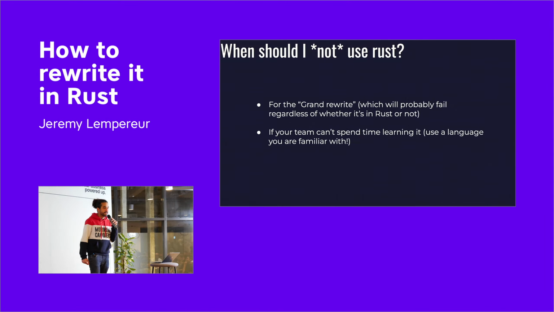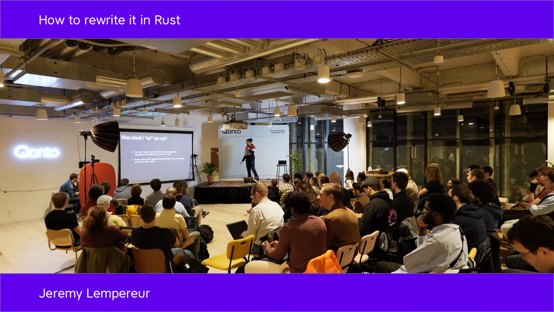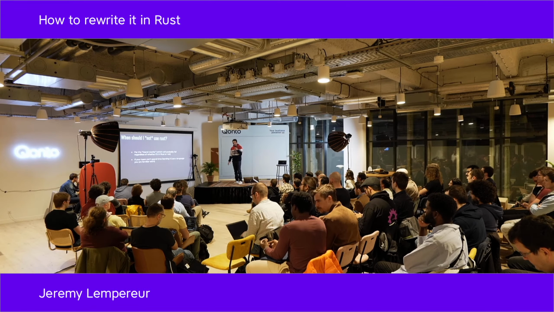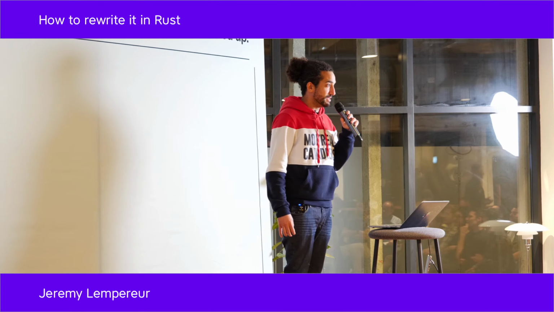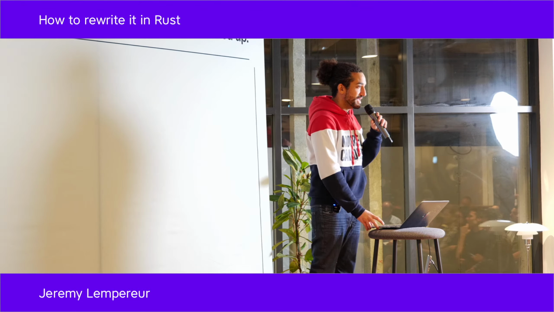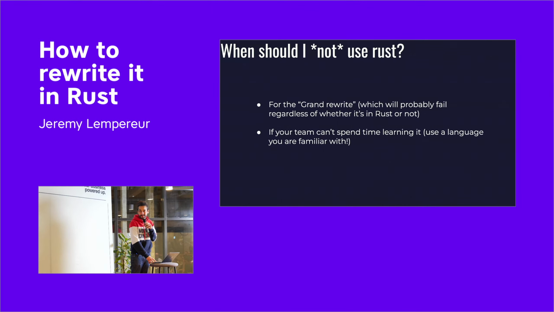Or if your team can't spend time learning it, use a language that you are familiar with. I don't really like Go. I used to write some, but I don't really like it. One thing that I really like, however, is that it takes around 3 hours to switch from another language to Go. It's much easier to learn Go. It compiles extremely fast, especially compared to Rust, and you are in a great situation if you use it. So sometimes Rust is not the right thing to do.